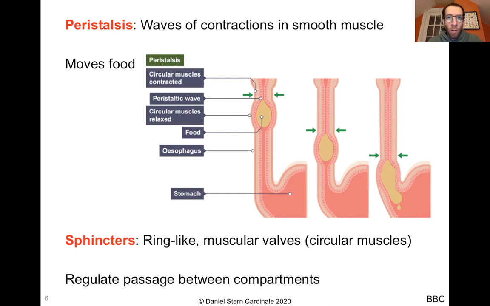The final component that we'll mention as we go through these steps are sphincters. Sphincters are ring-like muscular valves. Basically, they're circular muscles that when they contract, they close the door between two different compartments of the digestive system. So, like right here, there is a sphincter between the esophagus and the stomach. So these circular muscles are going to be really important for regulating movement of food through the digestive system.